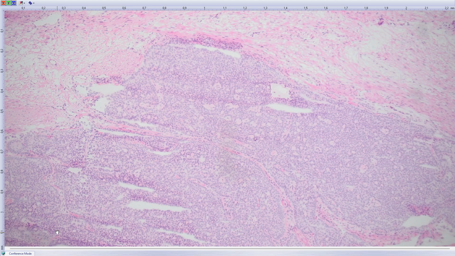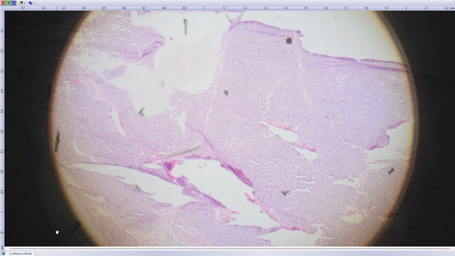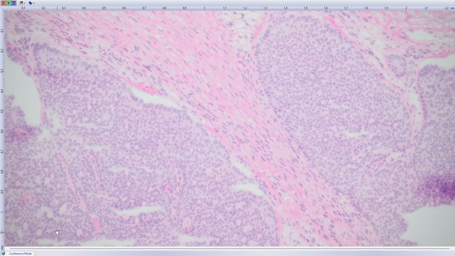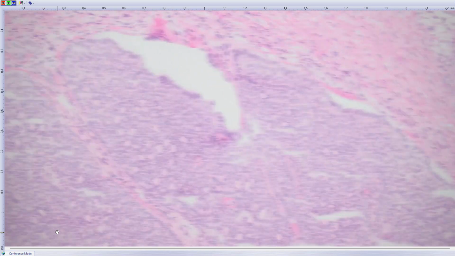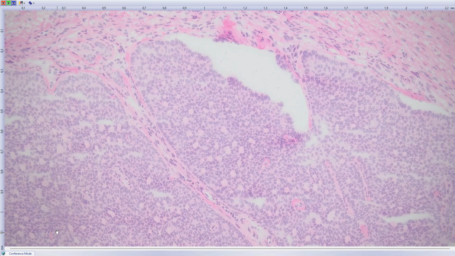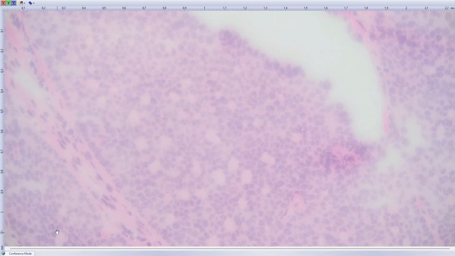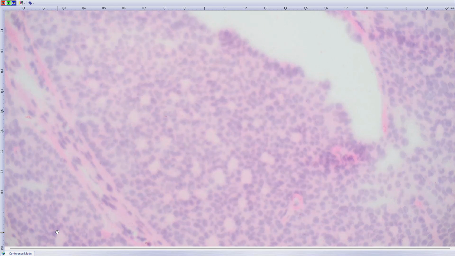So we can see this nested growth pattern of something basaloid. In fact, the case is quite easy, and I made the correct diagnosis on this frozen. So solid, and here you can see these rosettoid structures, and this is very high magnification. I probably cannot show you.